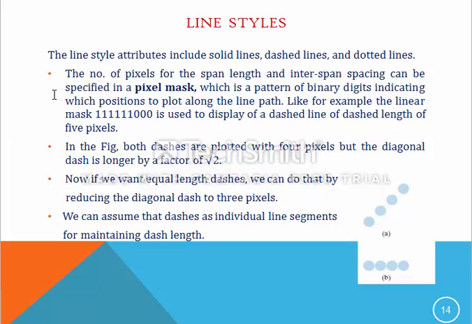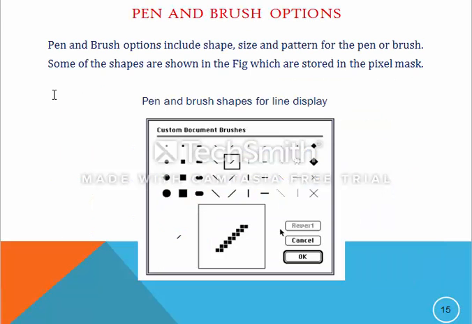But we can display approximately equal length dashes by reducing the diagonal dash to 3 pixels. Another method for maintaining dash length is to treat dashes as individual line segments. The endpoint coordinates for each dash are located and passed to the line routine, which then calculates pixel positions along the dash path.